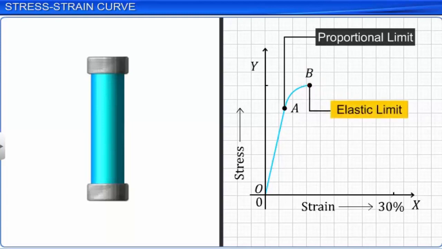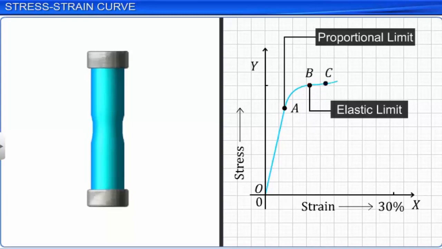Even if the load is removed, the substance does not completely regain its original size. The deformation is now called plastic deformation. The value of the stress at point B is called yield strength because this is the minimum stress required to induce plastic deformation. Yield stress is denoted by the symbol SY. So, point B is also called the yield point.